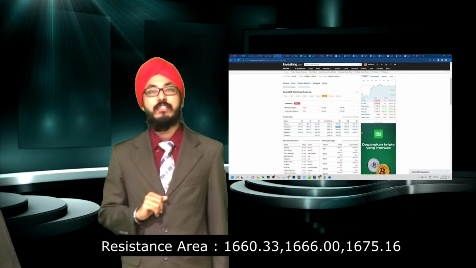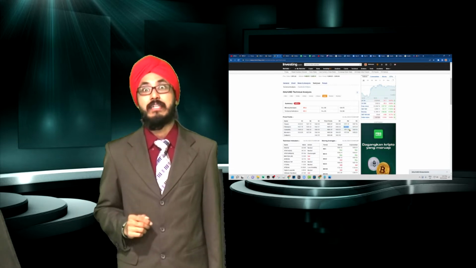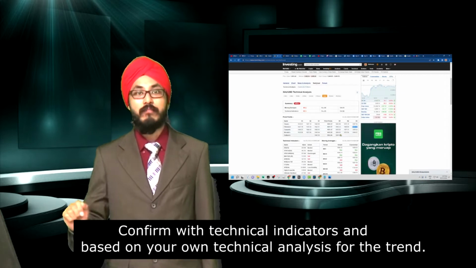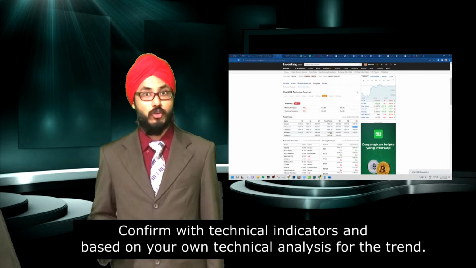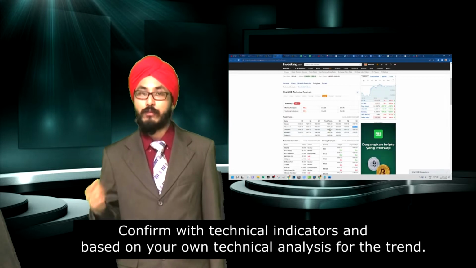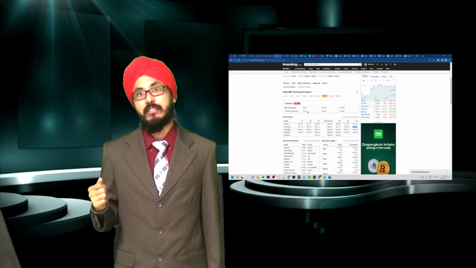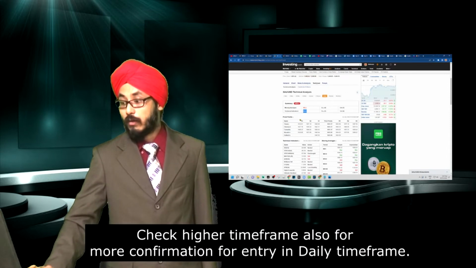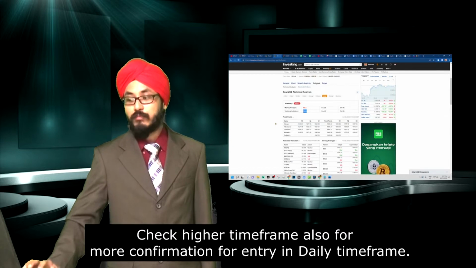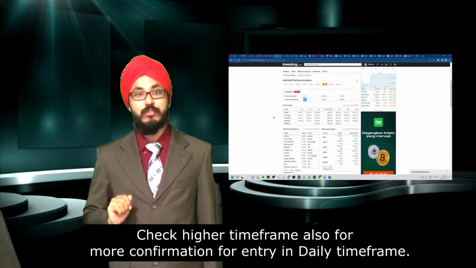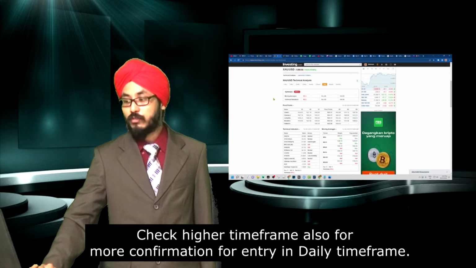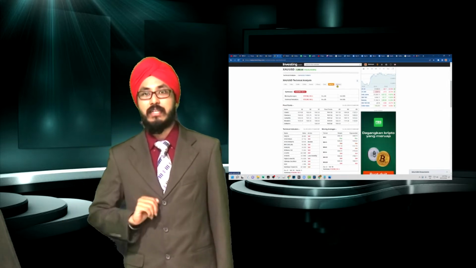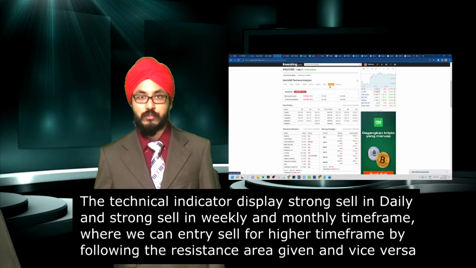What we have to do first is look at what our technical indicators are indicating. At our daily, the technical indicators give us a strong sell. This means we can look at our resistance points and place a strong sell there. However, we have to confirm it with the weekly and also the monthly. At our weekly, we have a strong sell, and at our monthly, we also have a strong sell. This indicates that it is much stronger for us to go for a strong sell.